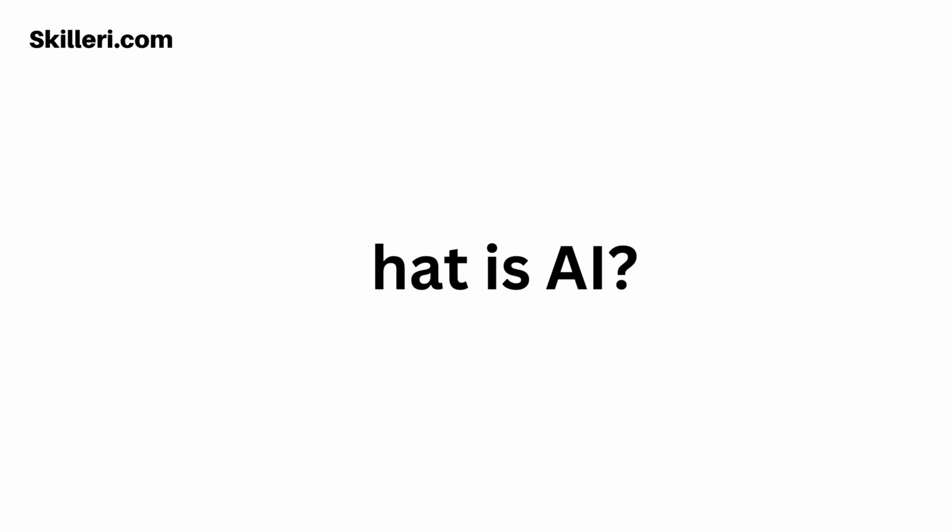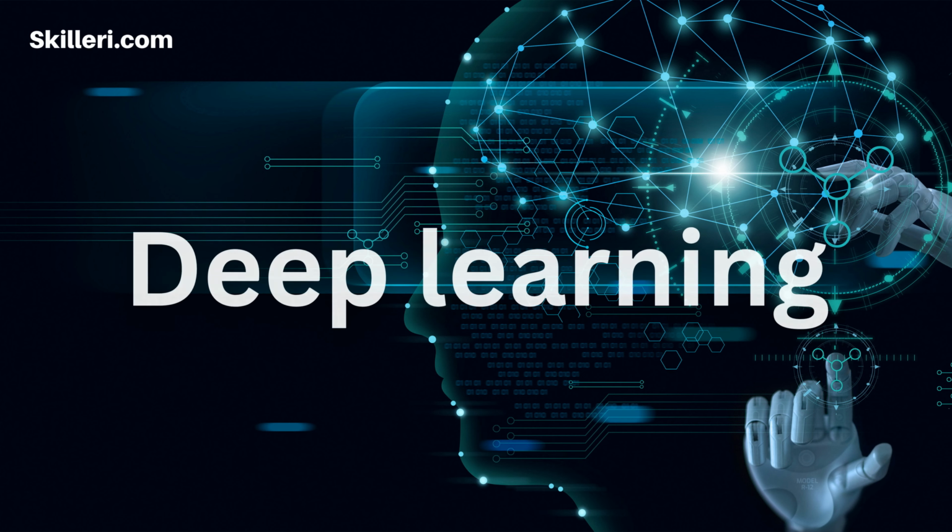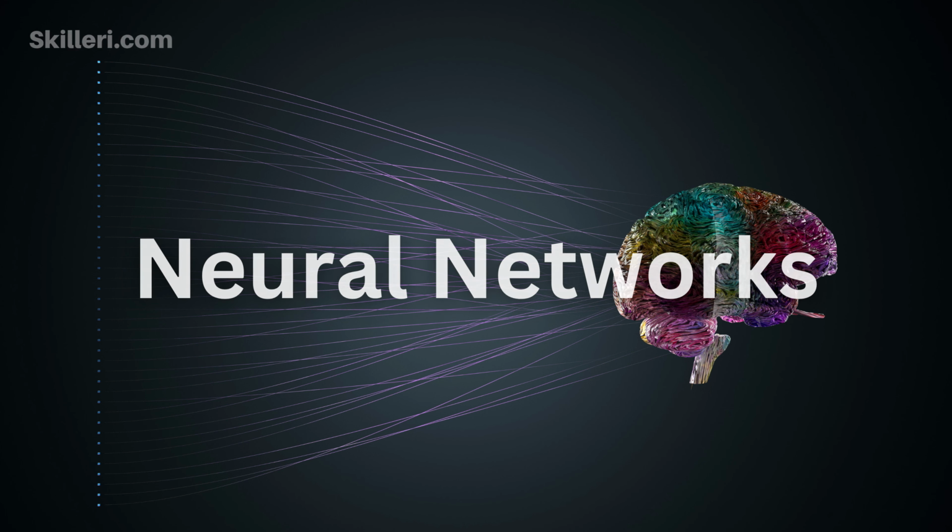Today we are going to talk about what is AI, how it is different from other related technologies like machine learning and deep learning as well as neural networks.